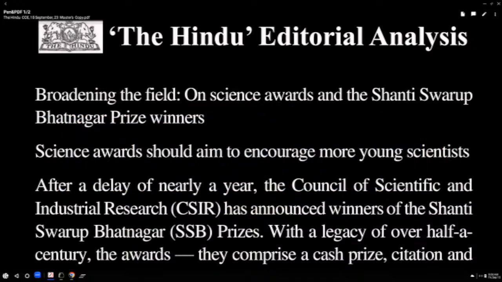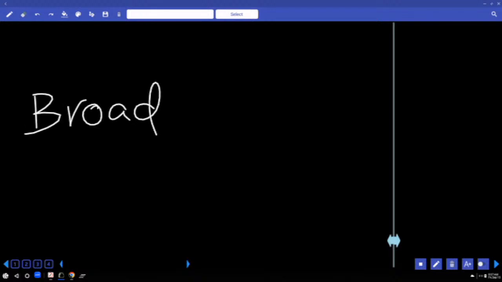How does it start? Broadening the field. You all know the word broad. Write the word or underline the word broad. Broad road. What part of speech is it when I say broad road? You have to respond. Adjective. But here, what is the word? Is it broad or broaden? And write the word broaden.